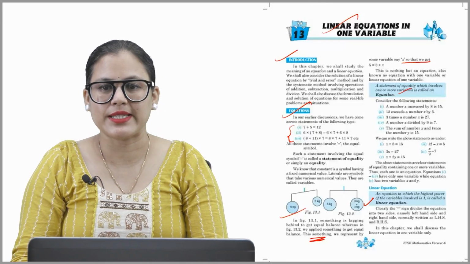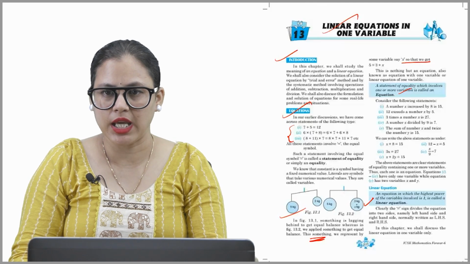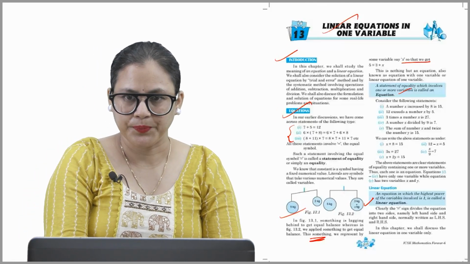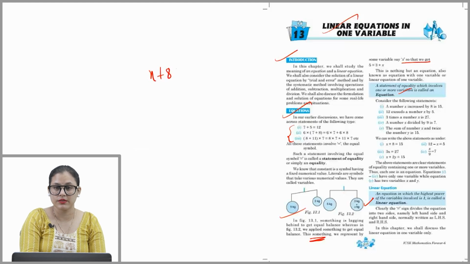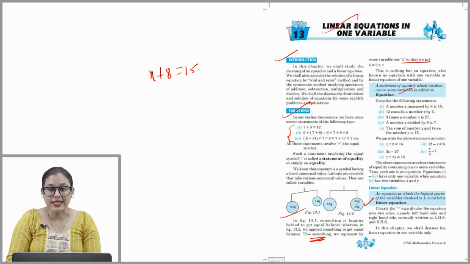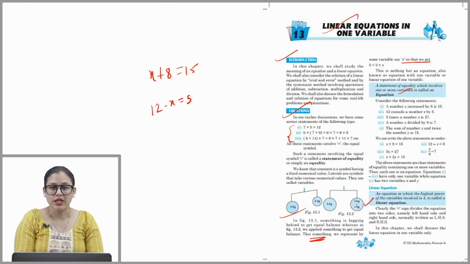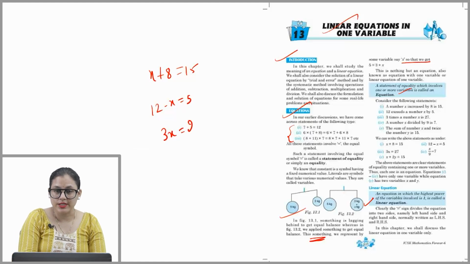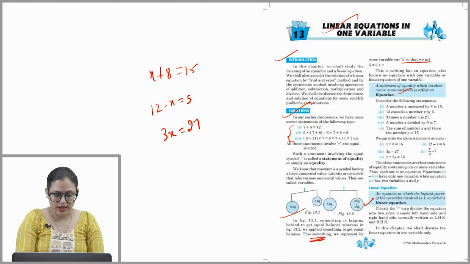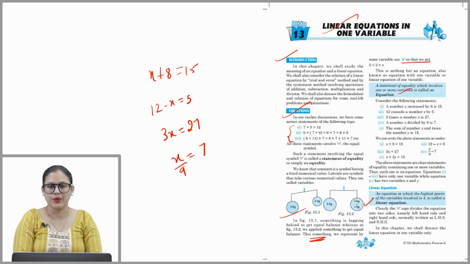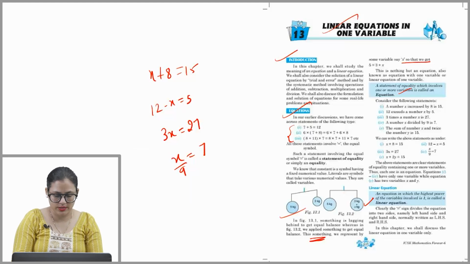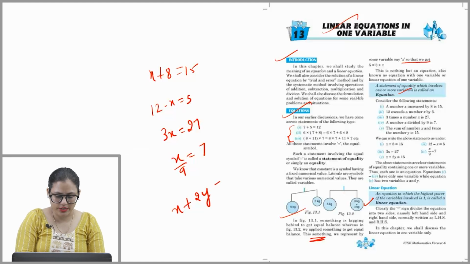Now consider the following statements. A number x increased by 8 is 15. 12 exceeds a number x by 5. So this is the equation. 3 times a number x is 27, means 3x equals 27. A number x divided by 9 is 7. The sum of the number x and twice the number y is 15.